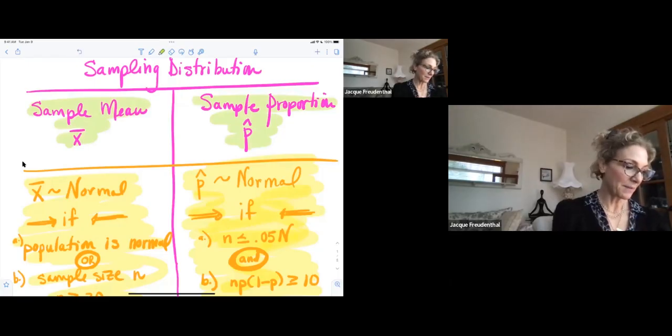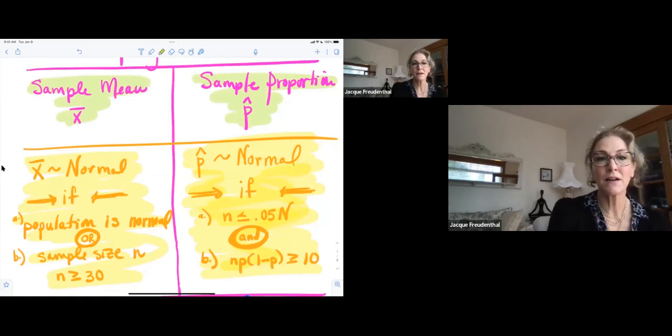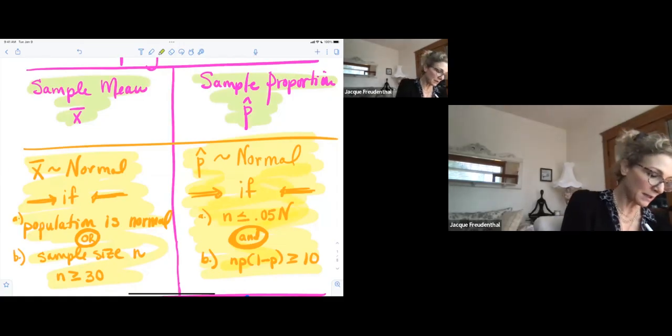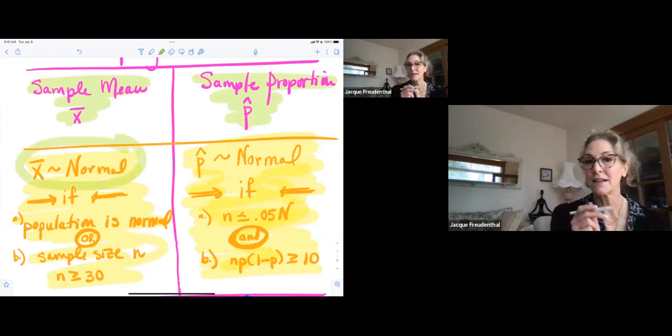Okay, if we have a sample mean, then we know that the mean follows a normal distribution. So the mean will follow this normal distribution if the population is normal. So it'll say the sample comes from a population that's normally distributed, or it'll say assume that the population is normally distributed. So if you're given that, then you don't need to check anything else. If you're not given that information about the population, then you need to check the sample size.